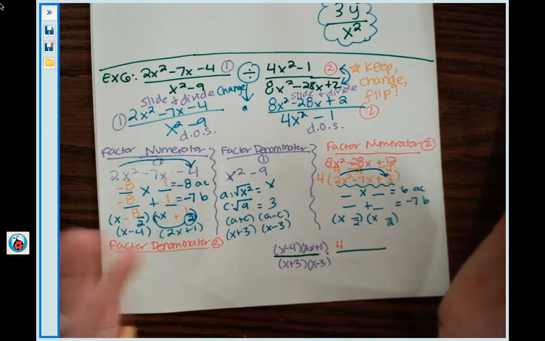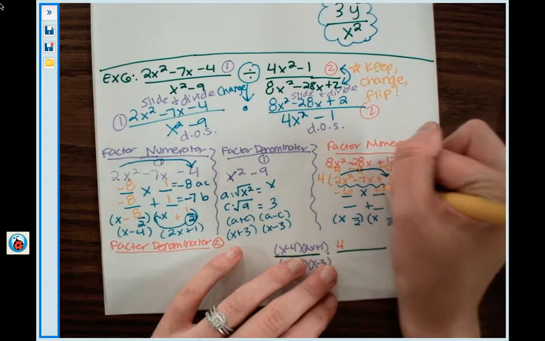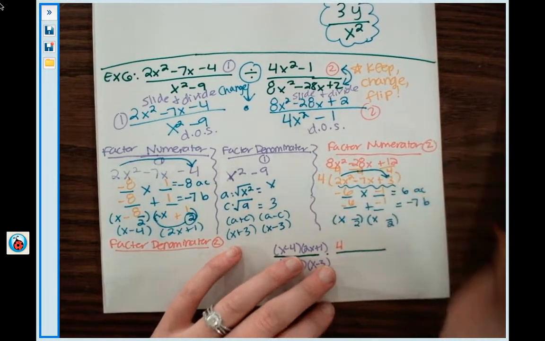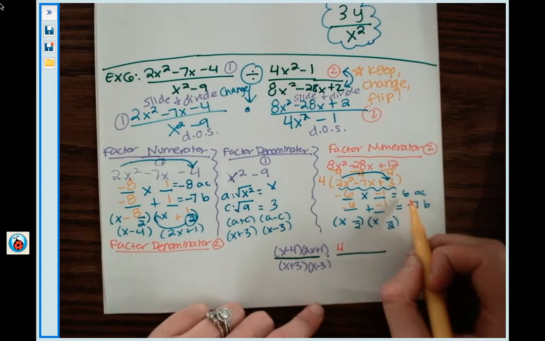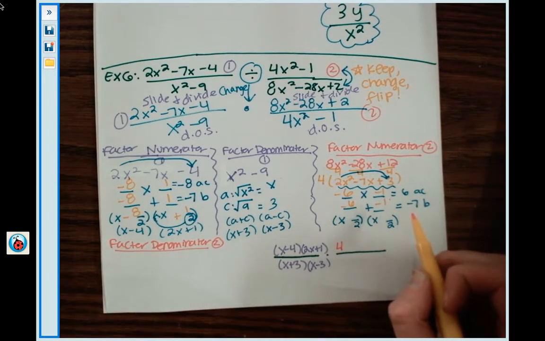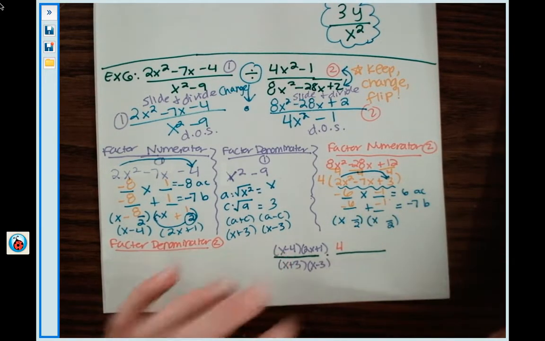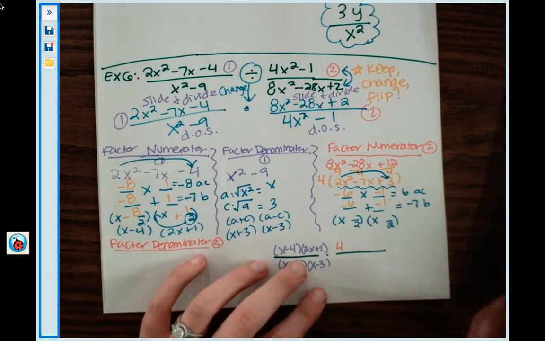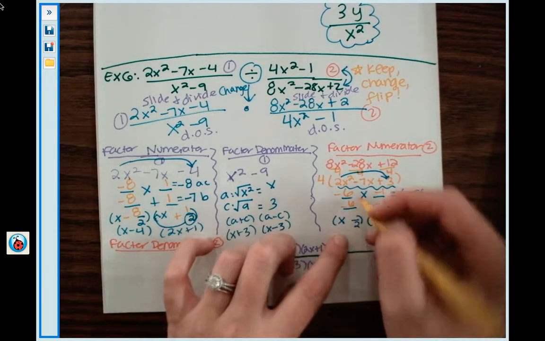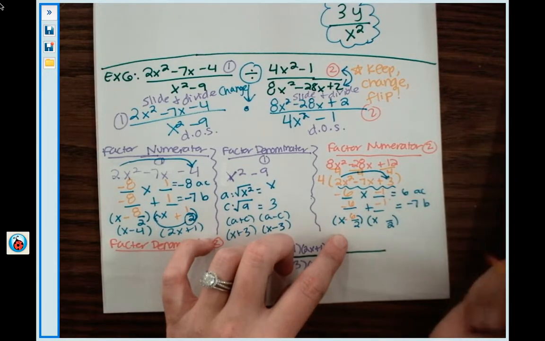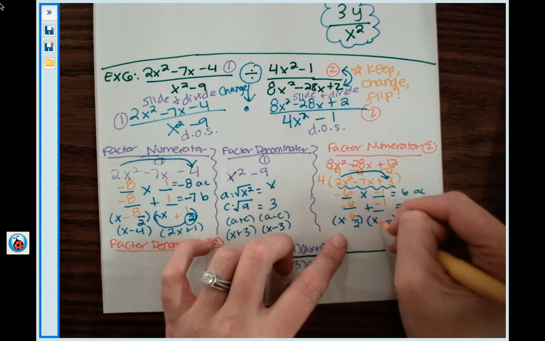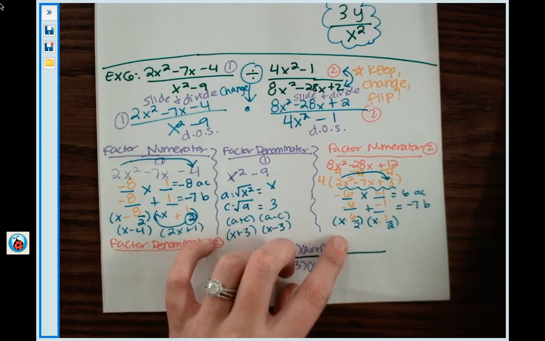I totally agree, you guys. It's negative 6 and negative 1. Negative 6 times negative 1 is positive 6, and negative 6 plus negative 1 is negative 7. Okay, so these numbers, that's a negative 6, so I'm going to put a minus 6 in here. And that is a negative 1, so I'm going to put minus 1 in here.